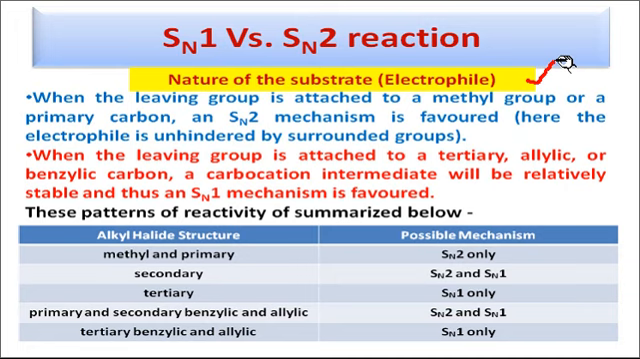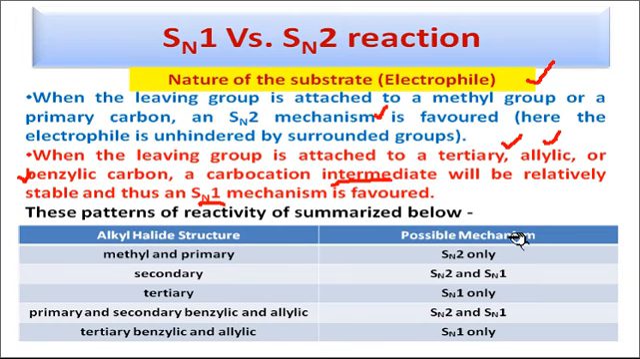When the leaving group is attached to a methyl group or a primary carbon, an SN2 mechanism is favored. Here the electrophile is unhindered by the surrounding groups. That is why attack of the nucleophile can take place in a single step with the departure of the leaving group, so the SN2 mechanism will be favored. When the leaving group is attached to a tertiary, allylic or benzylic carbon, a carbocation intermediate will be relatively stable, and thus the SN1 mechanism is favored.